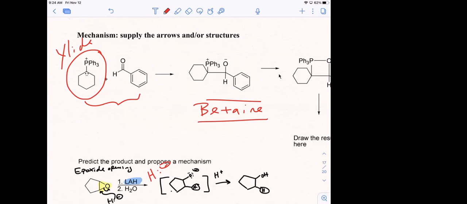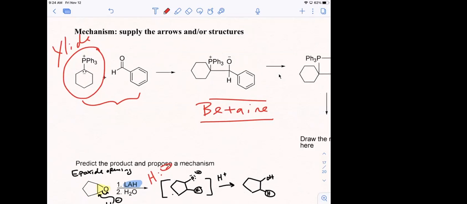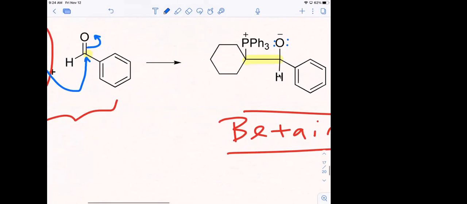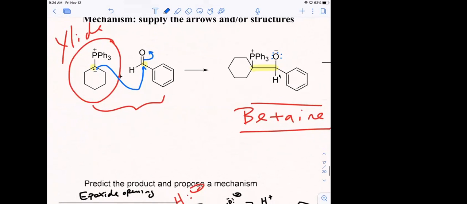So how do I get there? You can see I have a bond, obviously, between this carbon right here and your aldehyde. So does the ylide work for nucleophilic attack? So it's going to attack that carbonyl group. Yes, that's exactly what it does. So that pair of electrons on carbon is going to attack the carbonyl, right? So I end up here.